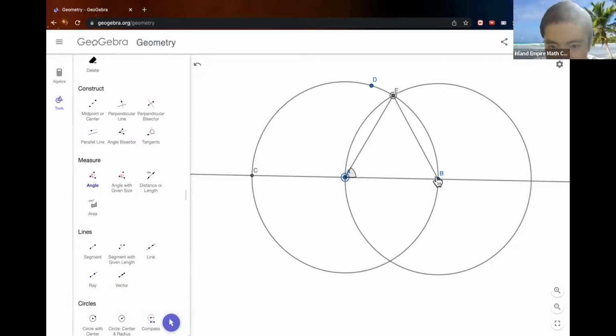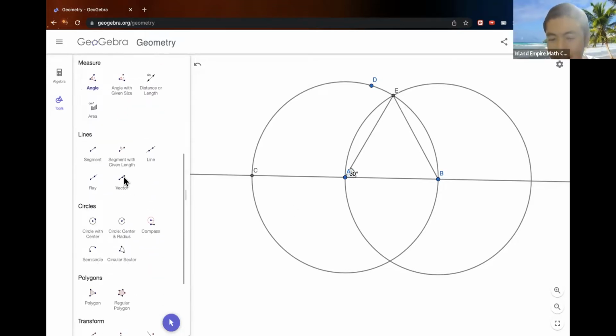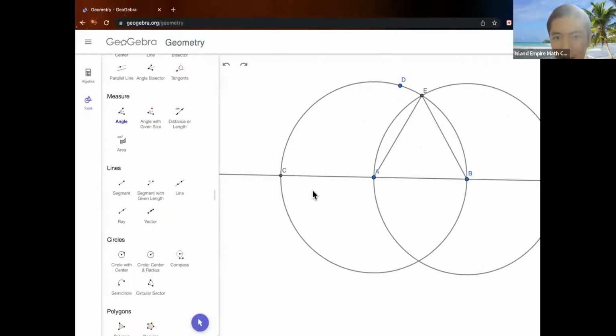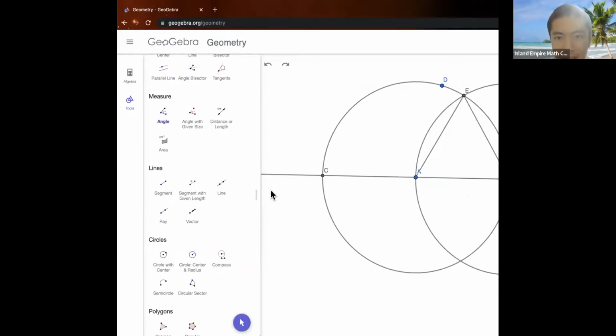We can actually prove it using geometry, because notice how E and A are points on the circle centered at B, right? And that means BE and BA are the same length.